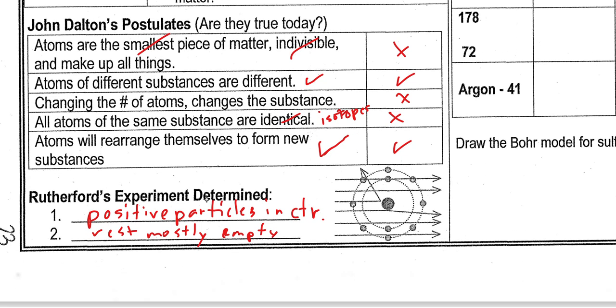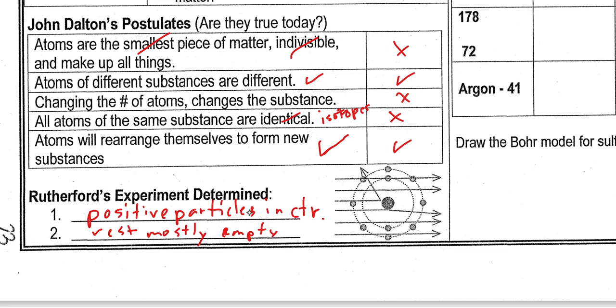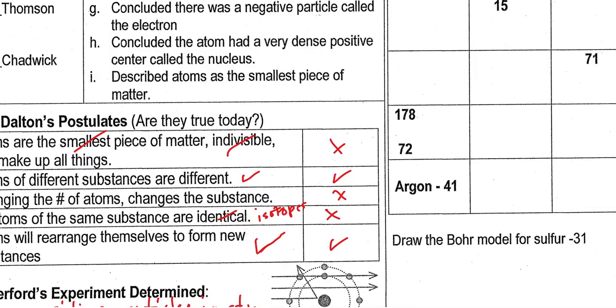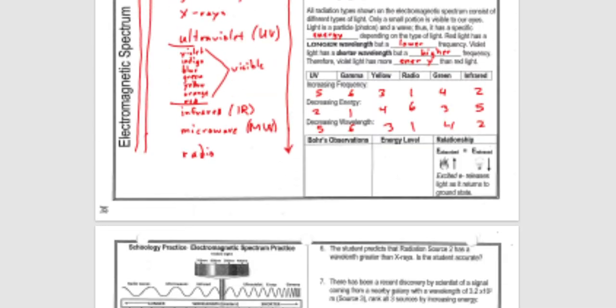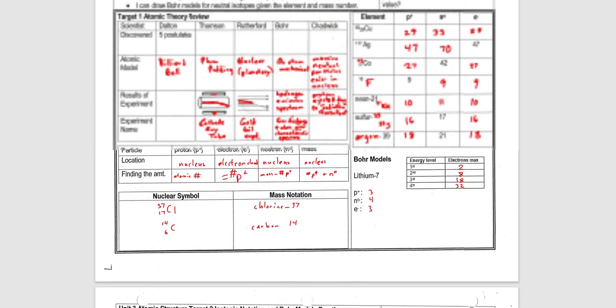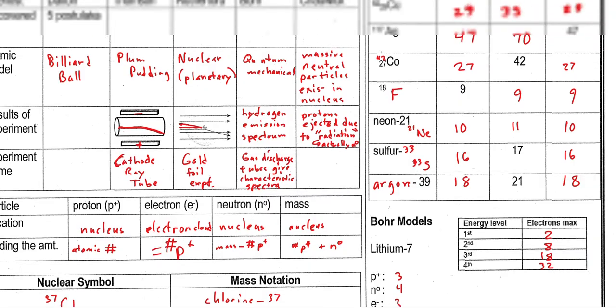Okay, Rutherford's experiment determined positive particles are in the center of an atom, and the rest of the space is mostly empty, with some electrons whizzing around. All right, that's actually review there. Let's go back up and see if there's anything else we need to cover just really quickly. I think we've done this all, but let's just do a little more review.